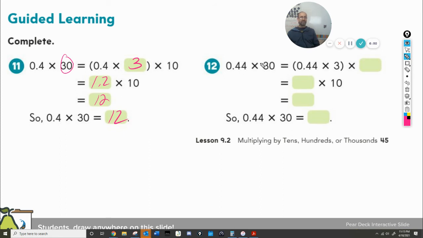Okay? Over here, when you're doing 44 hundredths times 30, you're doing 44 hundredths times 3 times 10. So now they want you to do 44 hundredths times 3. So 44 times 3 is going to be 132 hundredths. So here's where it's getting a little bit convoluted, like wishy-washy, mixed up. 132 times 10 is 1,000. Wait, no. 132 hundredths times 10 is 13 and 2 tenths. So 44 hundredths times 30 is 13 and 2 tenths.